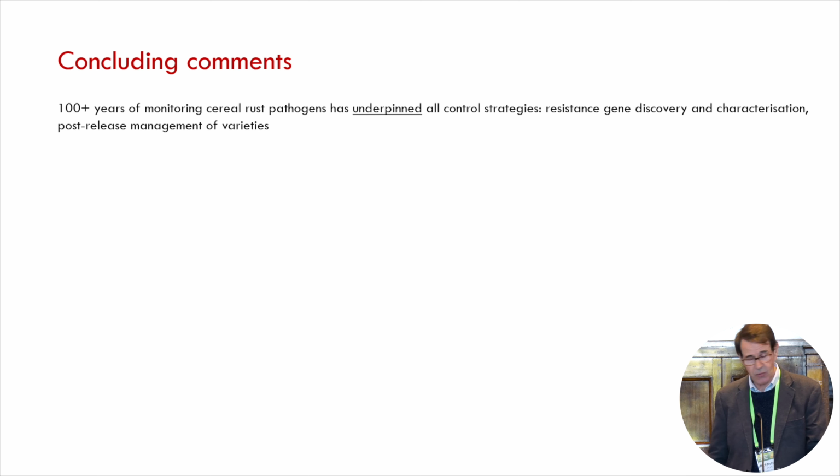So more than 100 years of monitoring cereal rust pathogens. This has underpinned all of our efforts to control cereal rust in Australia, right? It really is fundamental. If you don't know what you're dealing with in terms of the pathogen, you cannot breed efficiently for resistance. You cannot provide advice to growers on whether they should use fungicides or not. You must know the virulence and the impact of those rust isolates on current germplasm.